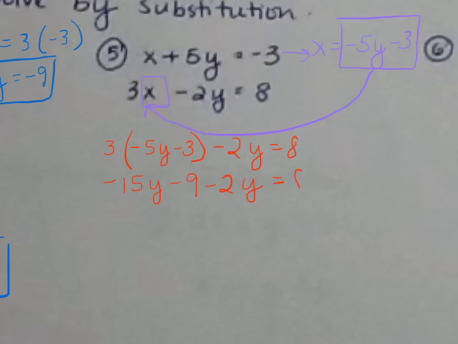All right, here we go. Keep going. Maybe combine these puppies here. Add the 9 over here. Y is negative 1. Okay.